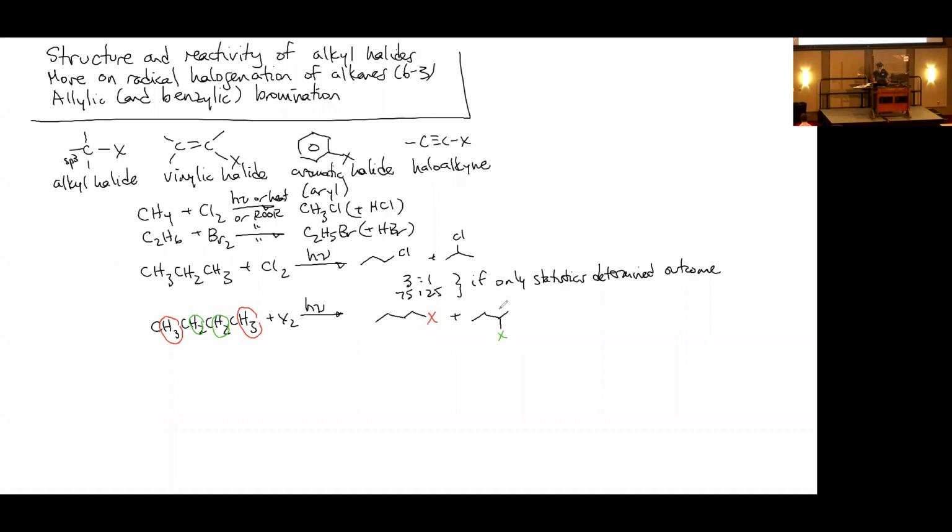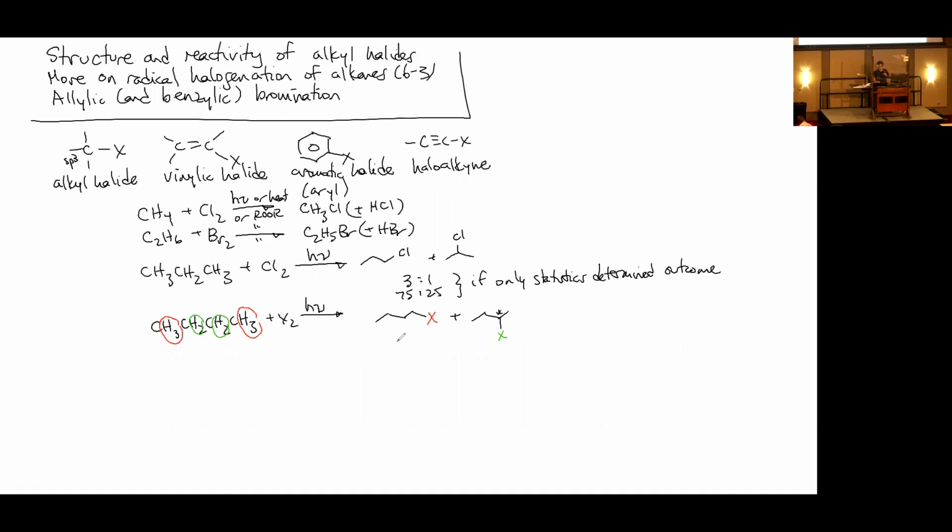Now, of course, this one here, that carbon is chiral, right? So technically you would have both R and S, but we'll put that aside. In any case, we would expect that to be a racemic mixture, 50% R, 50% S. So let's just consider the connectivity at this point. Just the one halo compound and the two halo compound. I think you'll agree those are the only two possibilities.